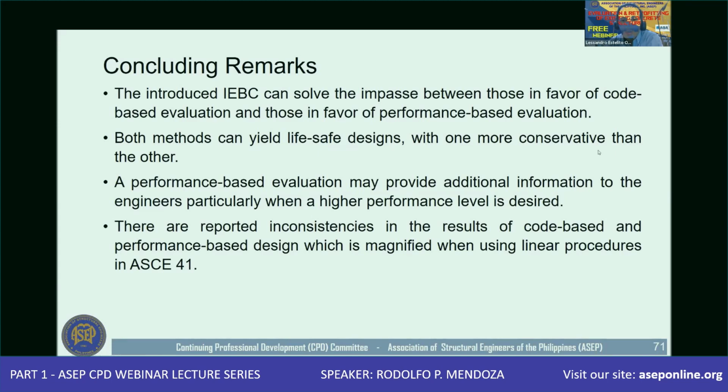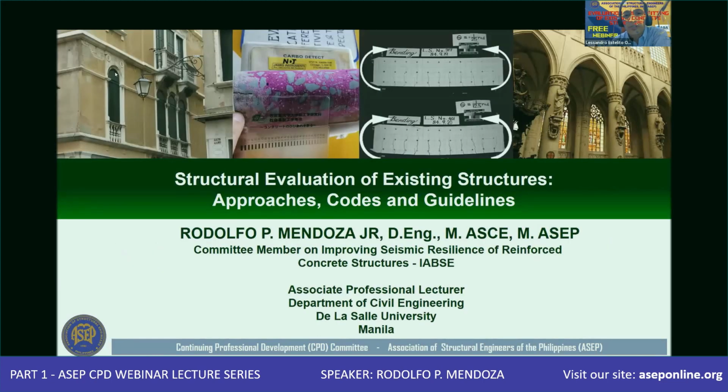Are the evaluation or assessment reports acceptable as legal documents during litigation cases? Especially since most code references are based on other countries' codes, like the American code.